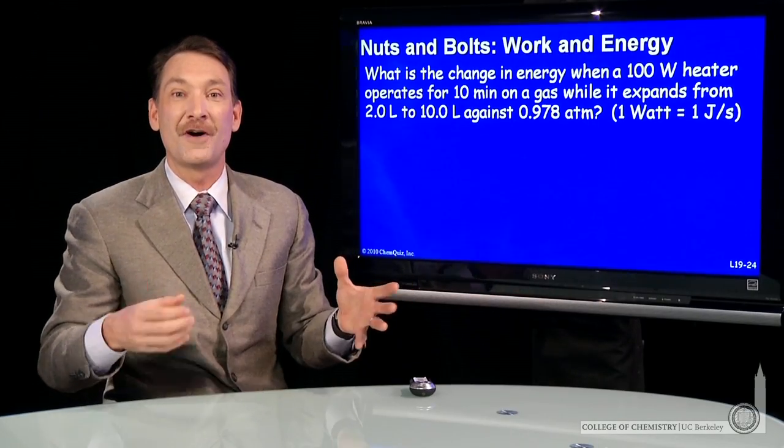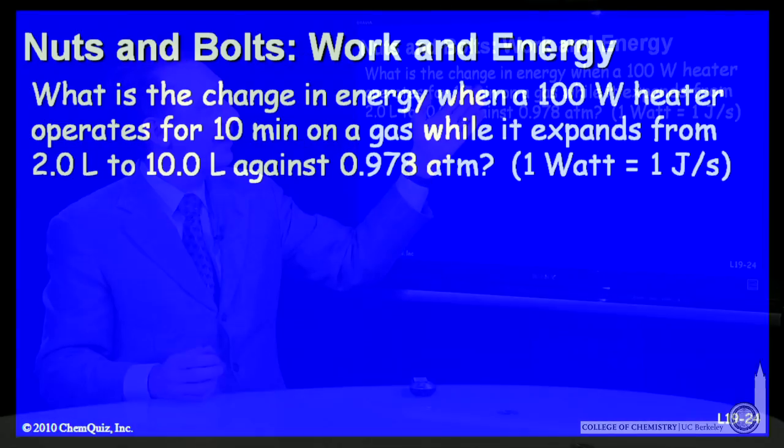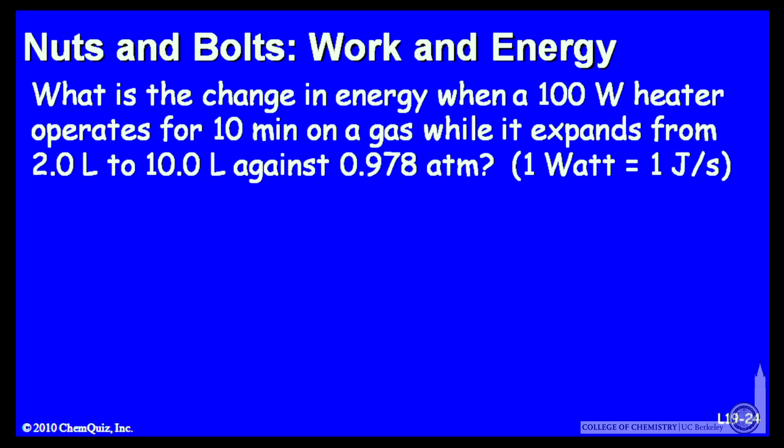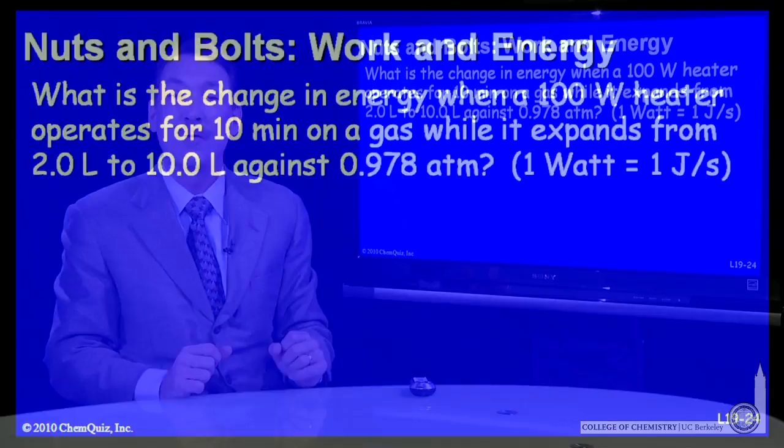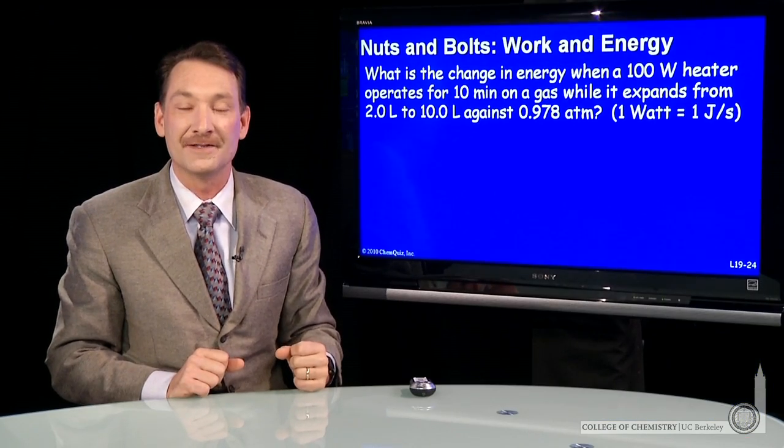Let's do a calculation involving work, heat, and energy. I'm going to take an ideal gas and expose it to a 100-watt heater for 10 minutes. So that's going to heat the gas up, but at the same time, I'll allow the gas to expand from 2 liters to 10 liters against the atmosphere. So what's going to happen to the internal energy of that gas?